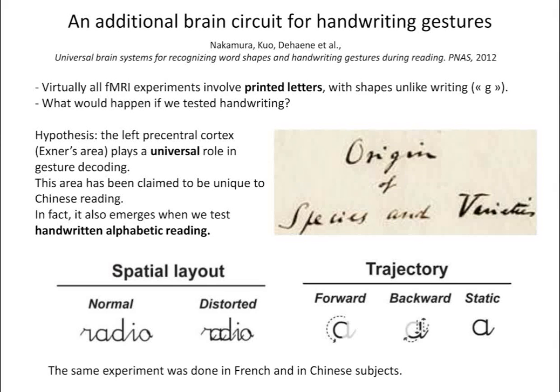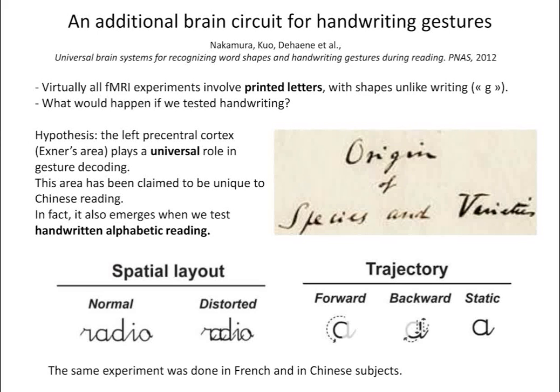There is an area that's called Exner's area, which is in the left premotor region, that has been claimed to be unique to Chinese, but very briefly, we found that it is also involved in alphabetic reading, but specifically when you have to read handwritten letters and decipher the handwriting. So I won't have time to describe to you the study, but basically we presented not static letters, but letters that are presented dynamically in the forward or in the backward direction compared to static.